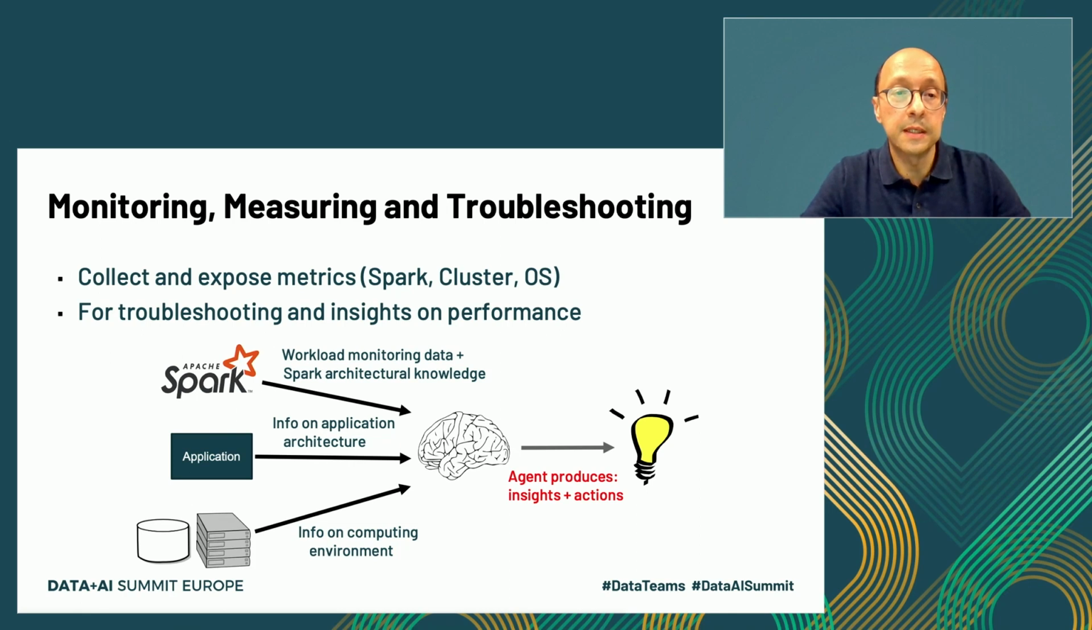Good monitoring data is very important for troubleshooting and also for root cause analysis processes. So the idea is that we want to use monitoring data from Spark, workload monitoring, and Spark architectural knowledge together with application knowledge and information on the computing environment, process this and produce insights, and also produce actions to improve the performance of the system. That's why having good performance and monitoring data is very important for us.